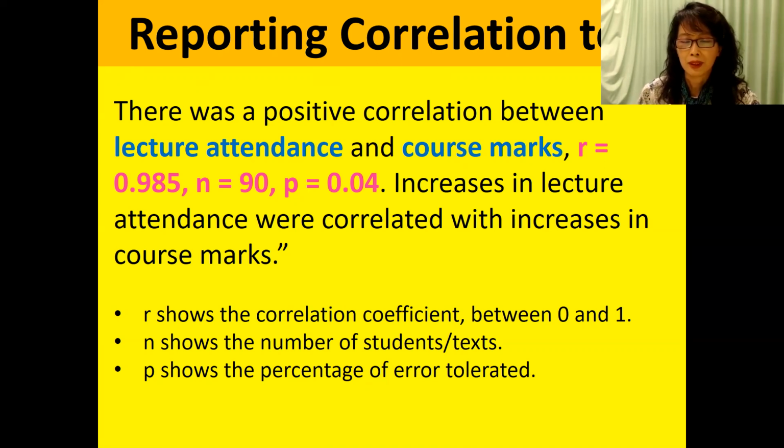N shows the number of students or tags. Here is 90 students. P shows the percentage of error tolerated. So here is 0.04, smaller than 0.05. We always say P must be less than 0.05 for it to be significant in social science research. So 0.04 is smaller than 0.05. That's why the correlation is significant, and in this case is positive.